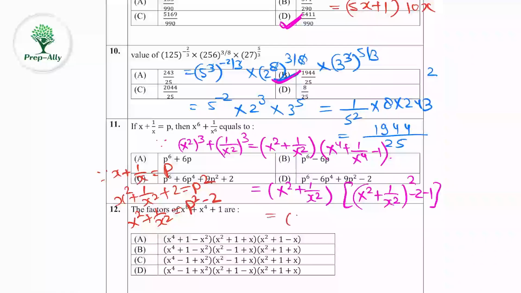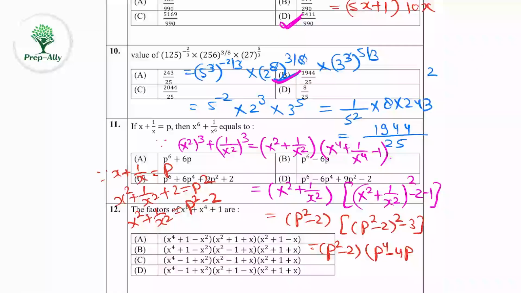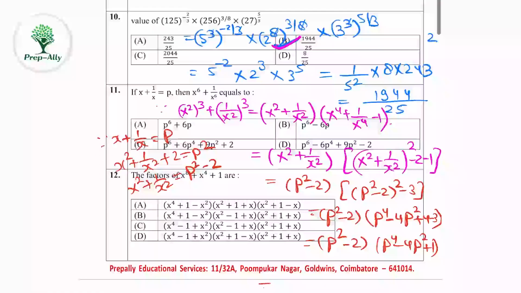Now here if I substitute this value, this is p square minus 2, p square minus 2 raised to power 2 minus 3. So here we can write p square minus 2. This value we can write p raised to power 4 minus 4p square plus 4 minus 3. So this value is equal to p square minus 2. It will become p raised to power 4 minus 4p square plus 1. So again here if I multiply this, p raised to power 6 minus 4p raised to power 4 plus p square minus 2p raised to power 4 plus 8p square minus 2.